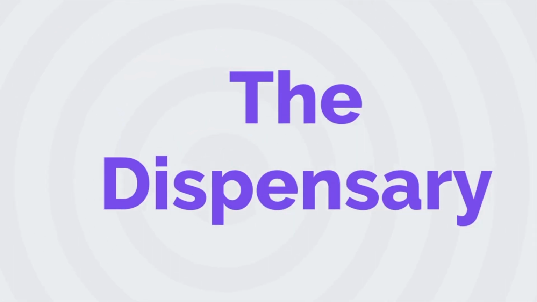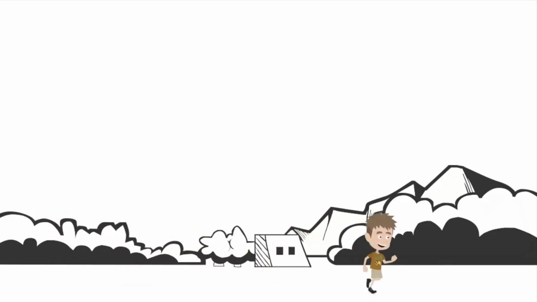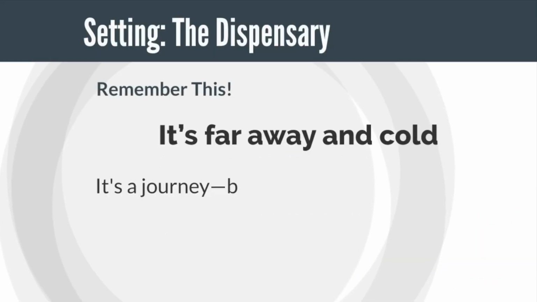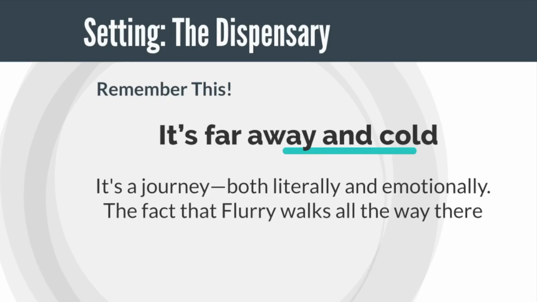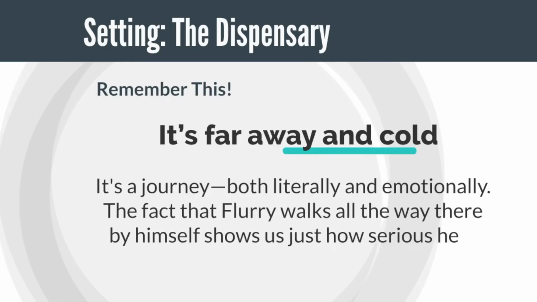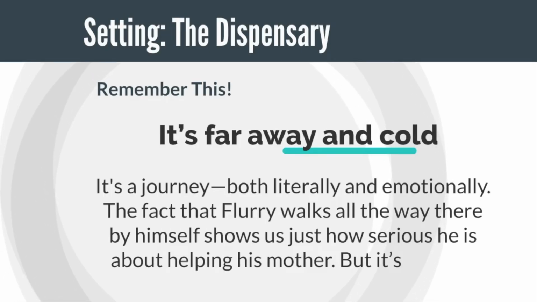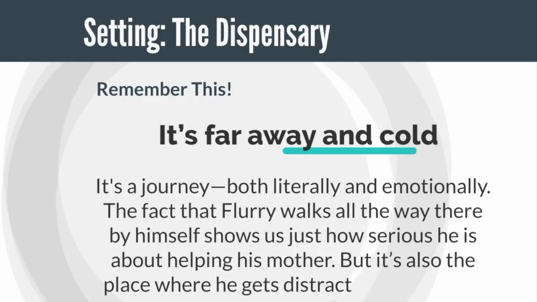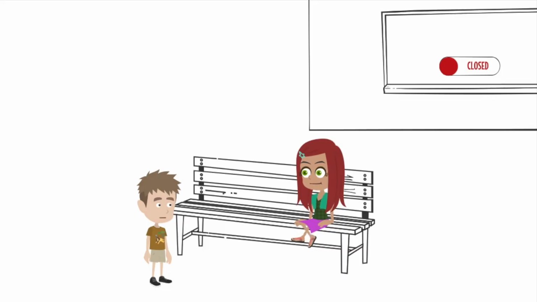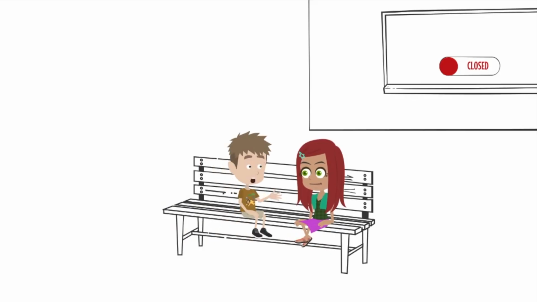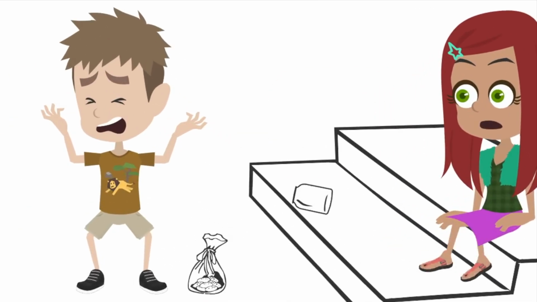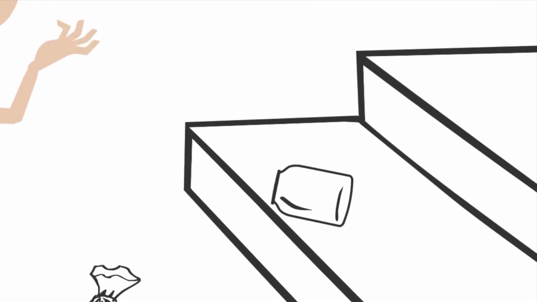The dispensary is long, far, and cold. It's a journey, both literally and emotionally. The fact that Fleury walks all the way there by himself shows us just how serious he is about helping his mother, but it is also the place where he gets distracted and tricked. He meets the little girl in the green shawl, and by the end of that scene, the bottle is empty, and so is his confidence.